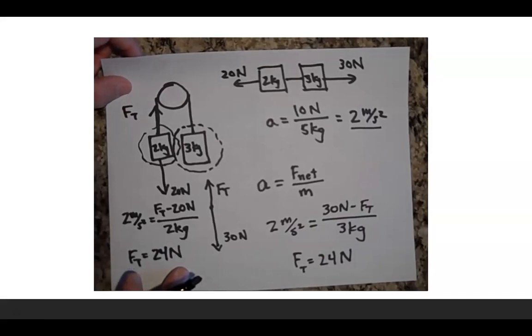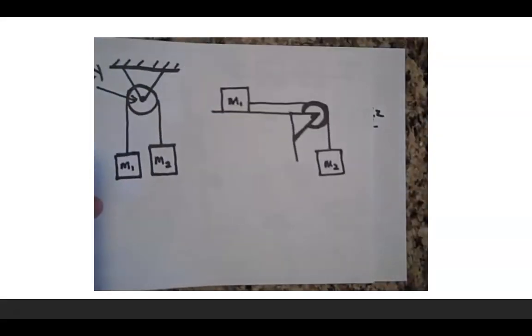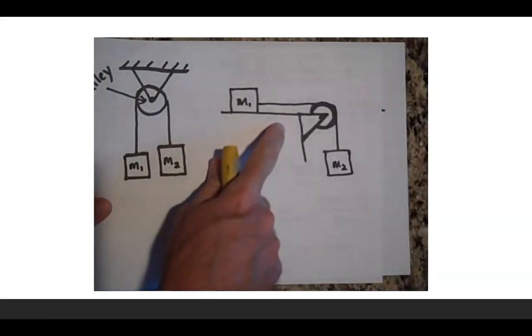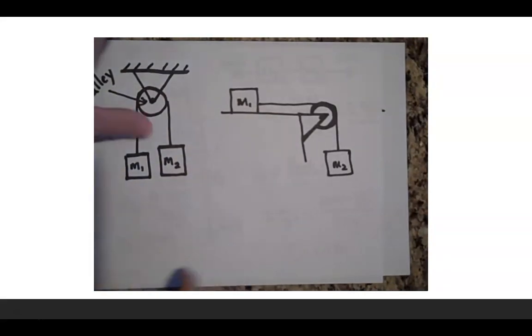Okay, I think I'm going to need a part 2 to show you the Atwood's machine for this type of a system. So I'll see you in a little bit.